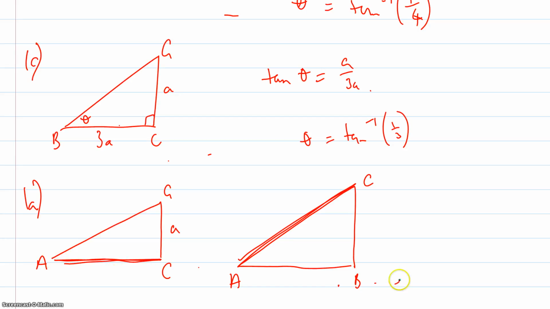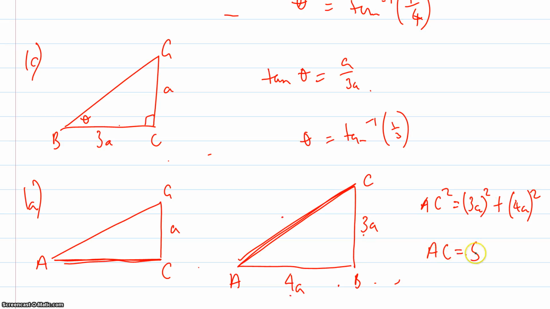Okay, I know that that's 4A. I know that this is 3A. So I can find out what CA is. So I just do AC squared equals 3A squared plus 4A squared. Now if I'm awake and alert, I'll realise that this is just a 3, 4, 5 triangle. So AC will actually be 5A. You can do the calculations if you want to, but that's what I'm going to get.